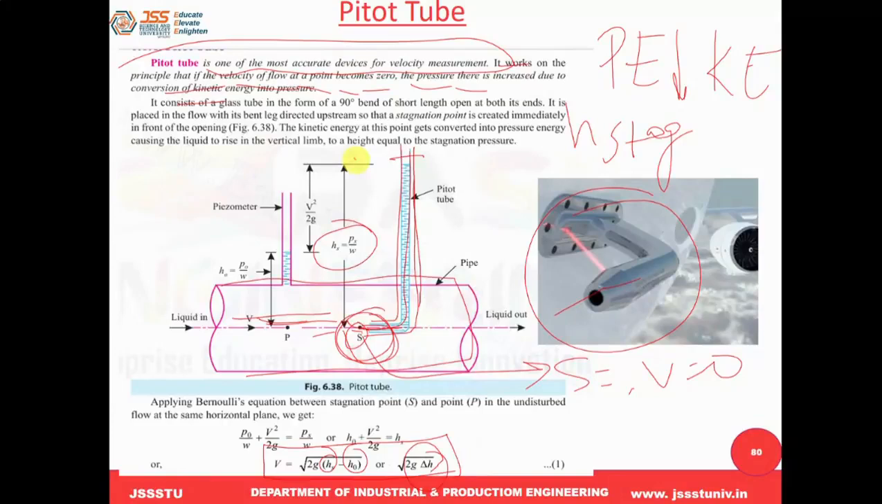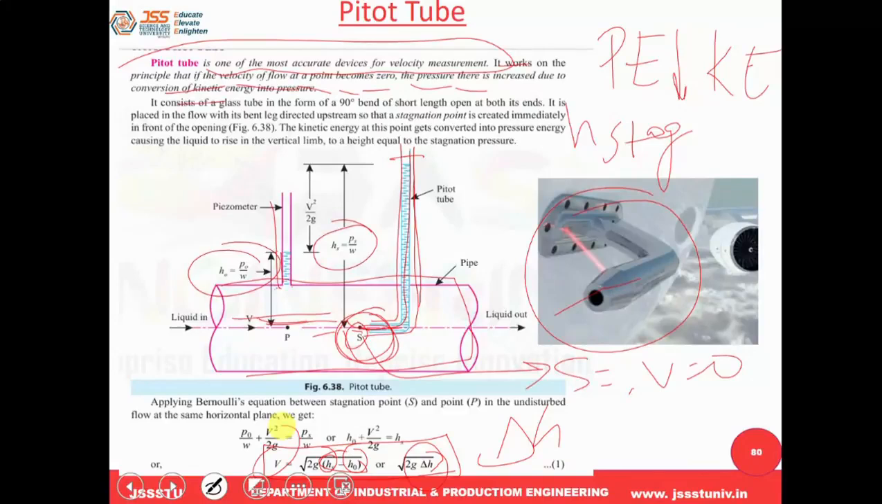And what is static head? We fix one piezometer on the surface of the pipe. The height to which the fluid rises there due to the pressure energy is called the static head. If we take the difference of these two, it gives the delta h value. Then they can measure the velocity. So this is the working principle of this pitot tube.